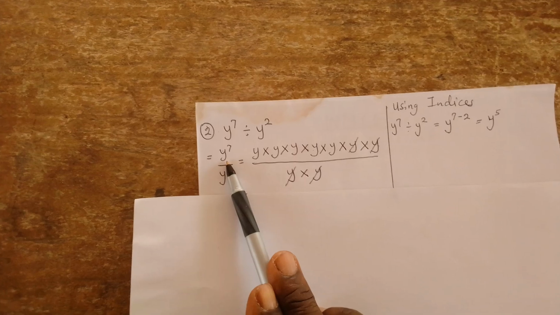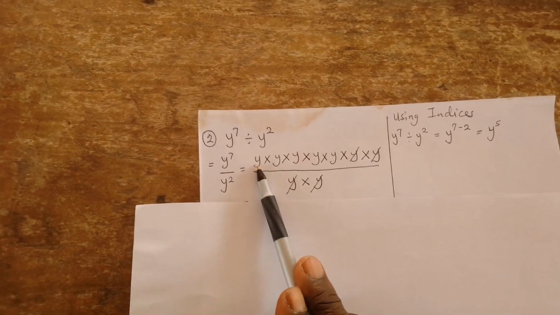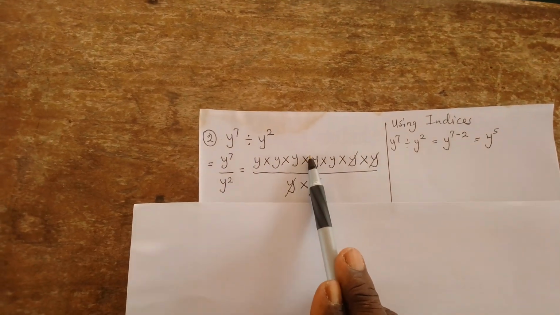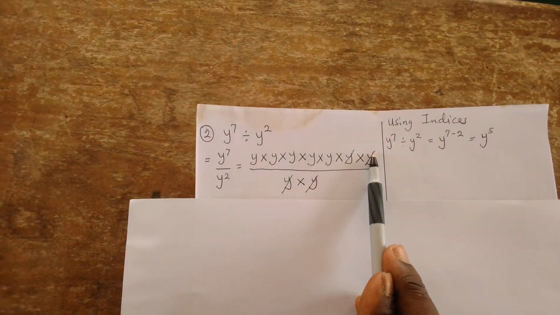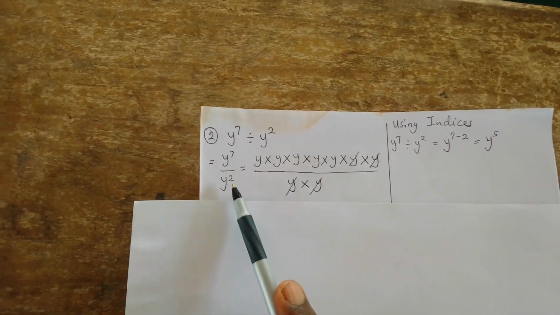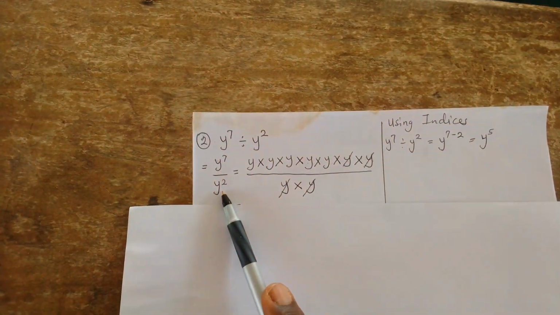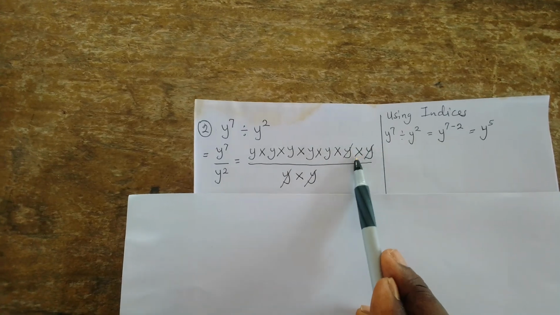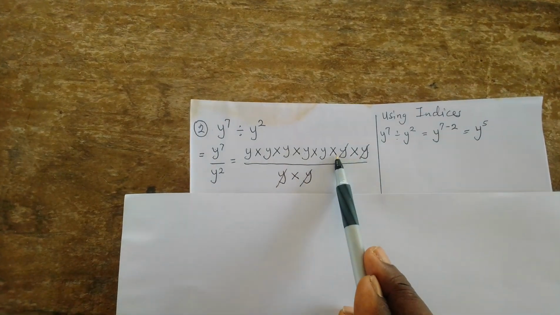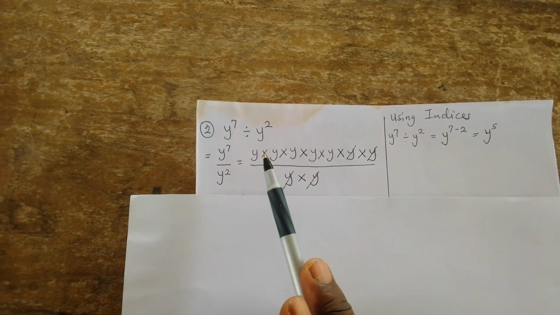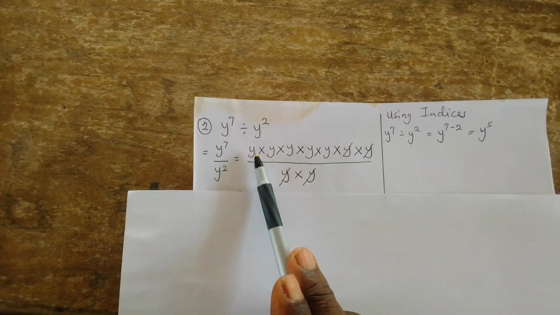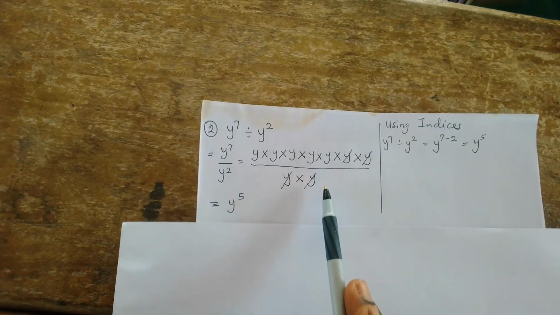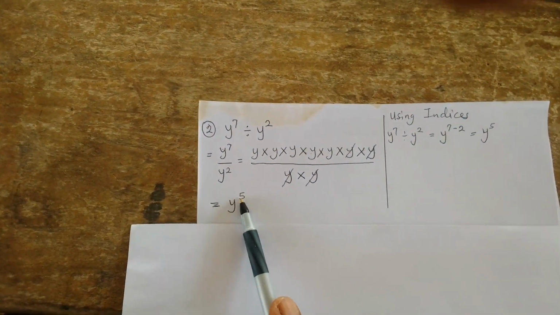So this y raised power 7 means that you are multiplying y in 7 places: y times y times y times y times y times y times y. Then divided by y raised power 2, which means you are multiplying y in 2 places: y times y. Now you realize this y will cancel this y, this y here, 1, y here, 1. So if you now resolve it, how many y will be remaining? 1, 2, 3, 4, 5. So that means y in 5 places.